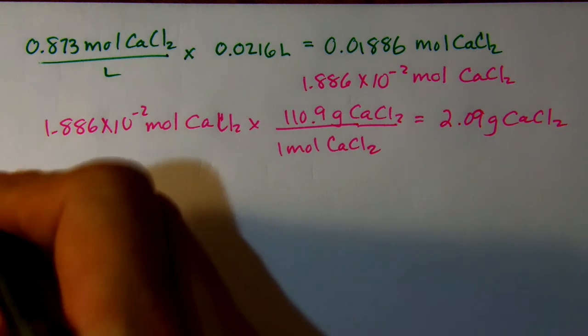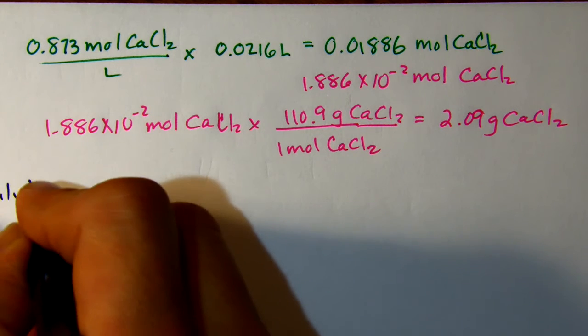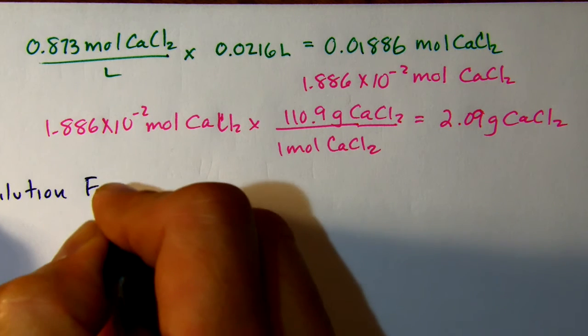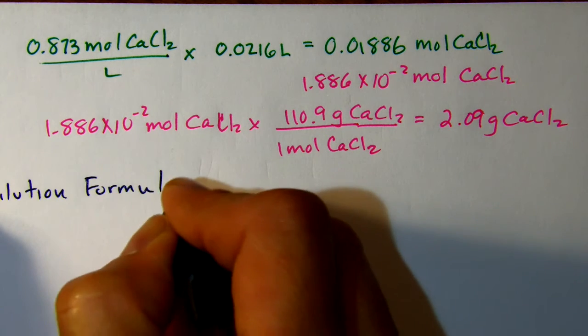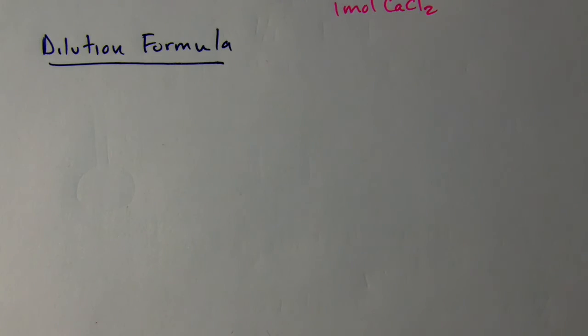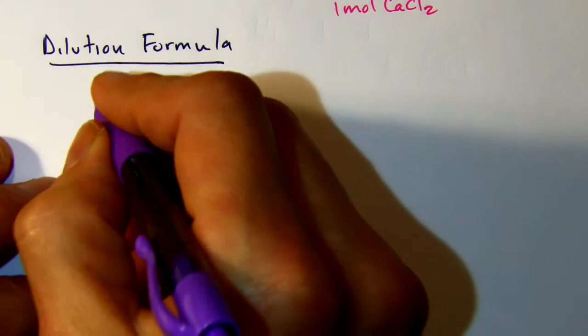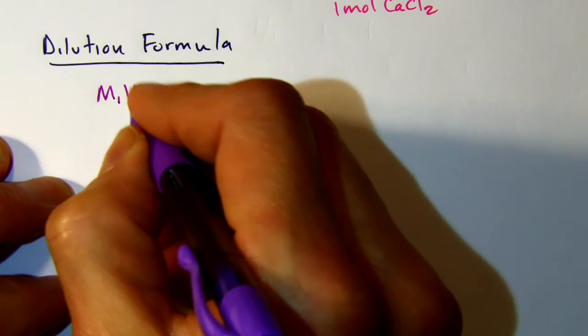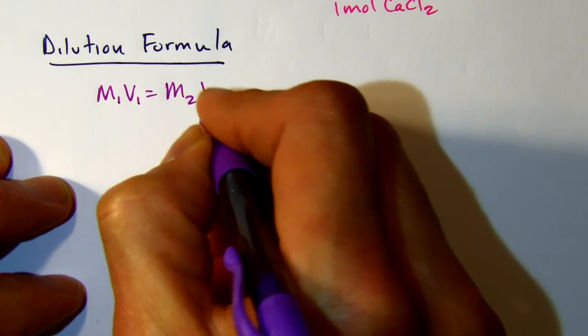But there's another concept called the dilution formula. And this is very well known, and you really need to learn this, the dilution formula. It has a couple versions. When you find out what it actually means, it seems almost silly. Okay? The most common one is M1V1 equals M2V2.